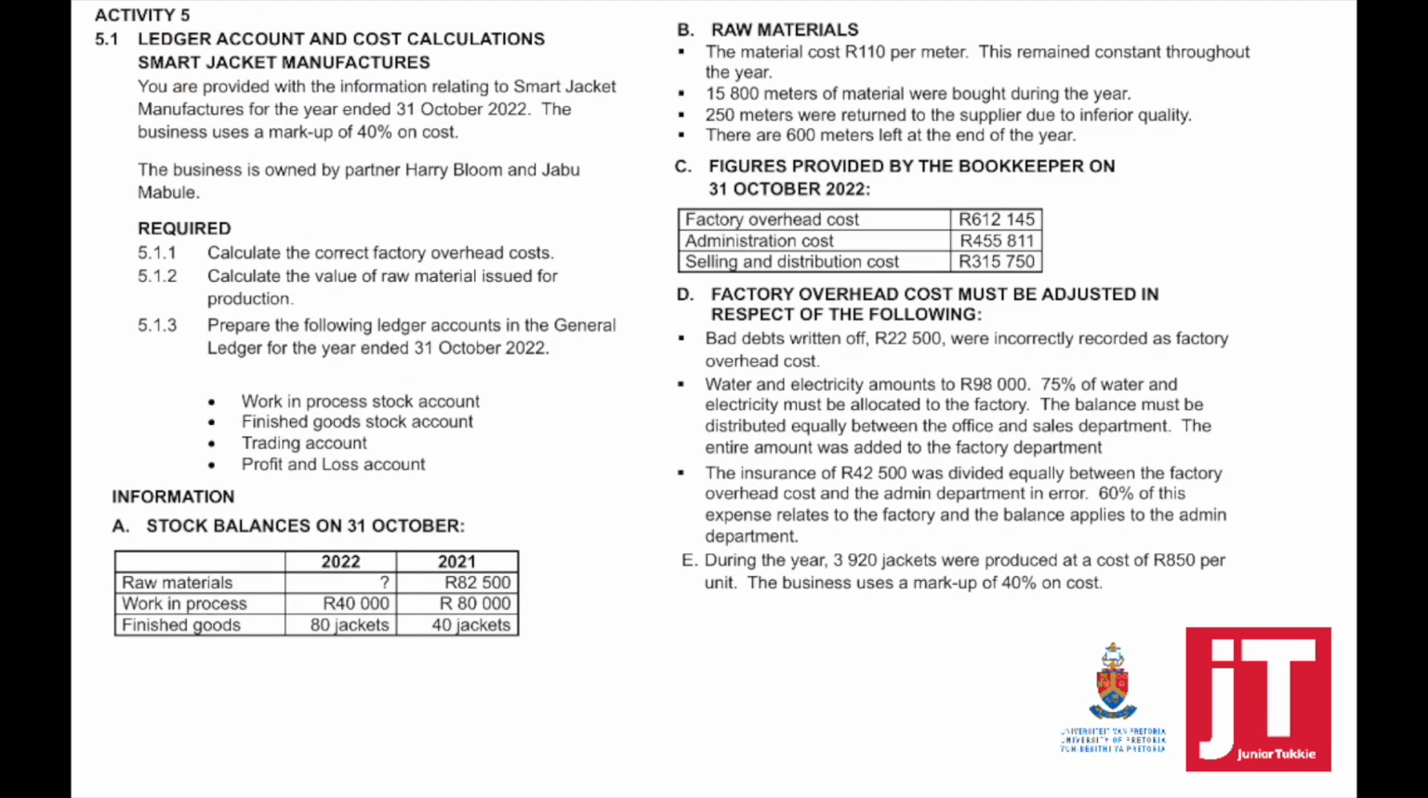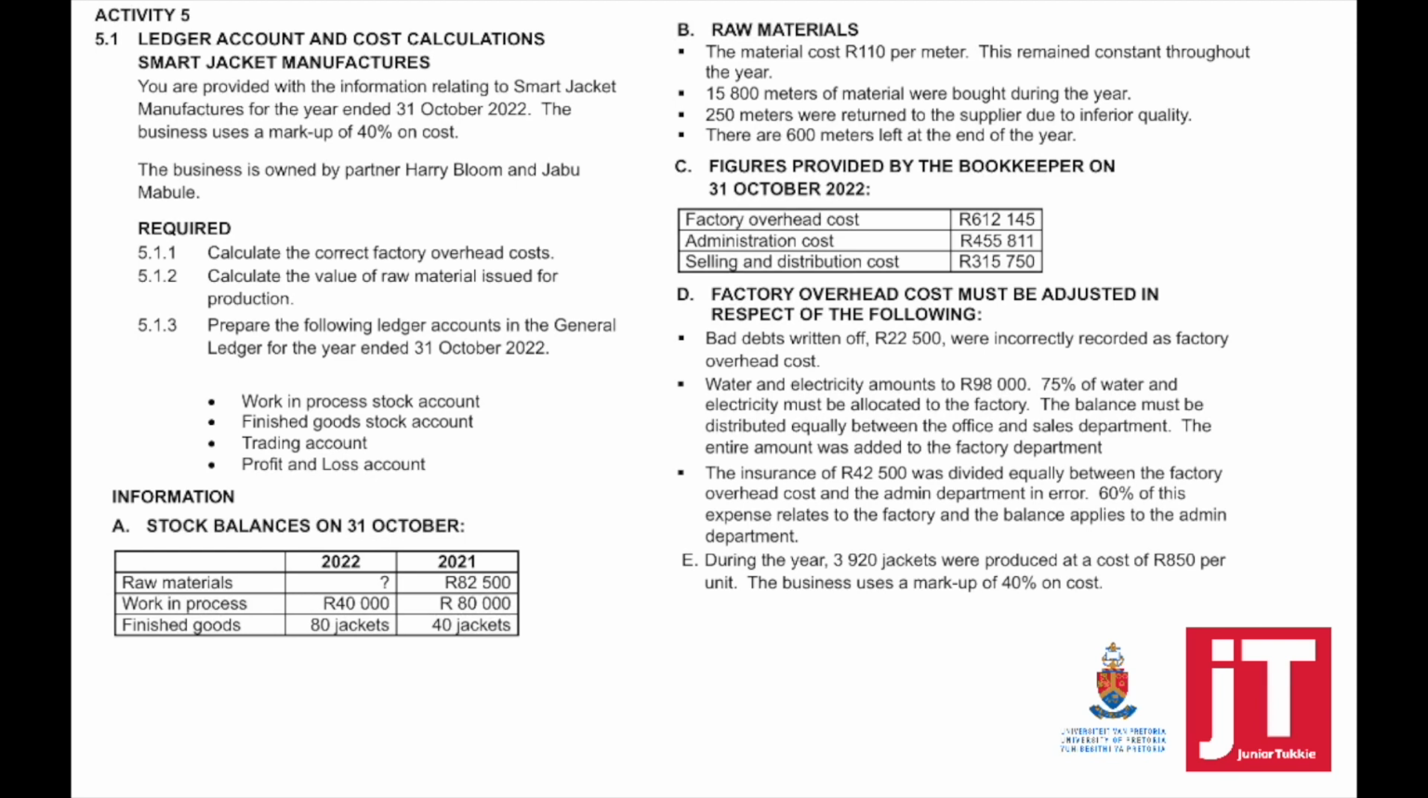5.1 Ledger account and cost calculations. Smart Jacket Manufacturers. You're provided with the information relating to Smart Jacket Manufacturers for the year ended 31 October 2022. The business uses a markup of 40% on cost. The business is owned by partners Harry Bloom and Jabu Mabule. This means that the form of ownership is a partnership. The type of business is a manufacturing business.